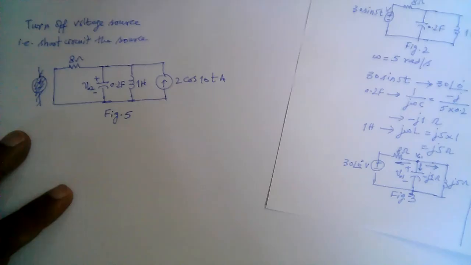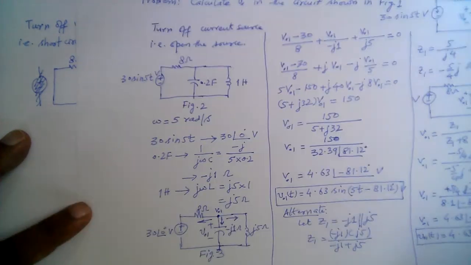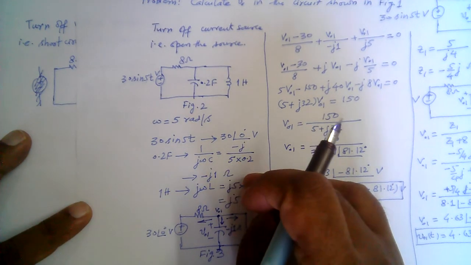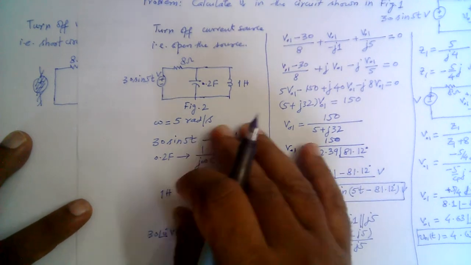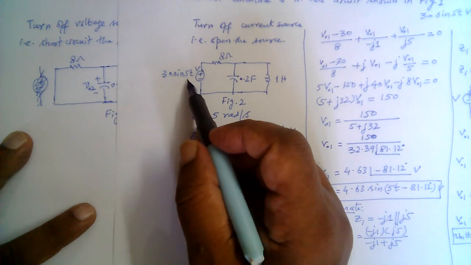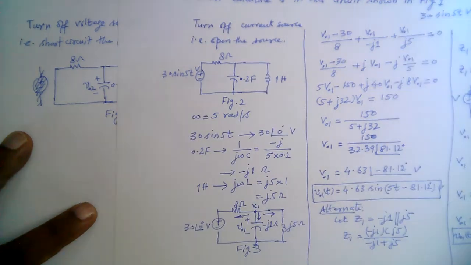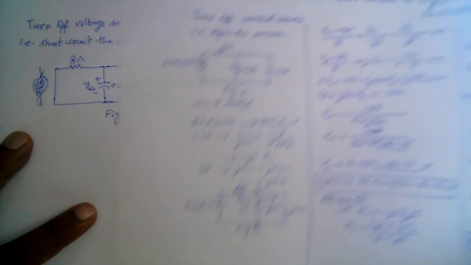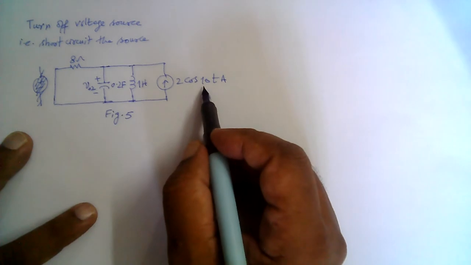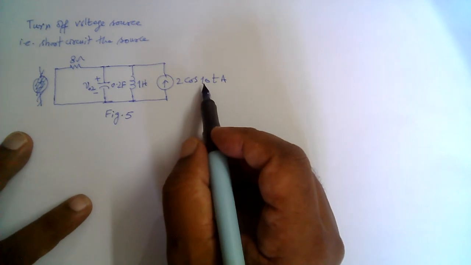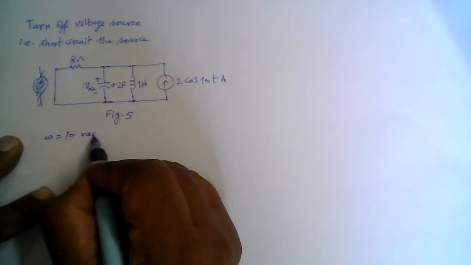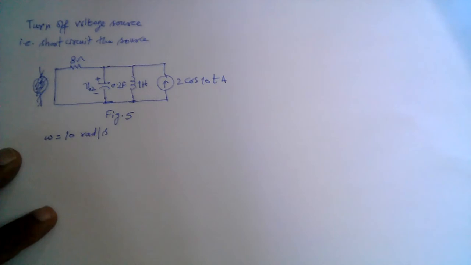Remember that we cannot use the transformed parameters here, the phasor domain equivalent impedances, in this circuit, because these impedances were found using the angular frequency omega equal to 5. We need to recalculate the impedances for the inductor and the capacitor using the revised angular frequency of this current source. The angular frequency now, omega, is equal to 10 radians per second, right?